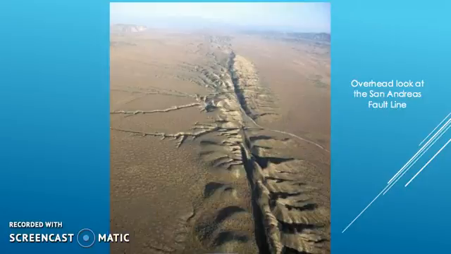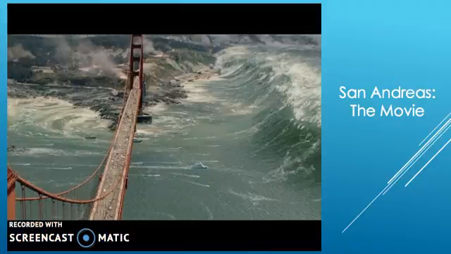This is an overhead look at the San Andreas fault line, and here you can kind of see some of the linear features that I mentioned earlier. One thing I did want to mention was the San Andreas movie. Though the movie was technically about the San Andreas fault line, it was not anywhere close to what would actually happen if the San Andreas fault line was to have another major earthquake.